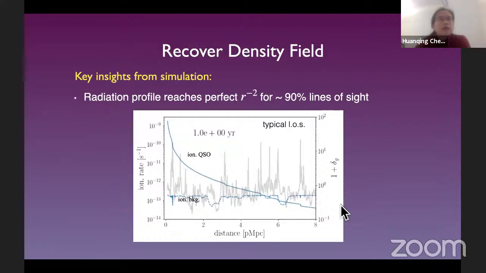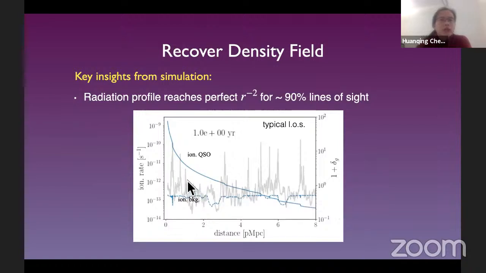From this set of simulations, we gain some insights on the proximity zones. The first, very important point is that for the majority of the sight lines, the radiation profile is a very perfect power law with index minus two.